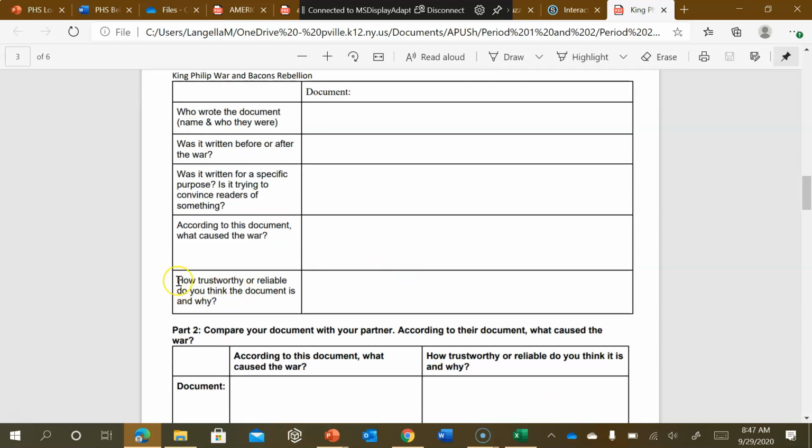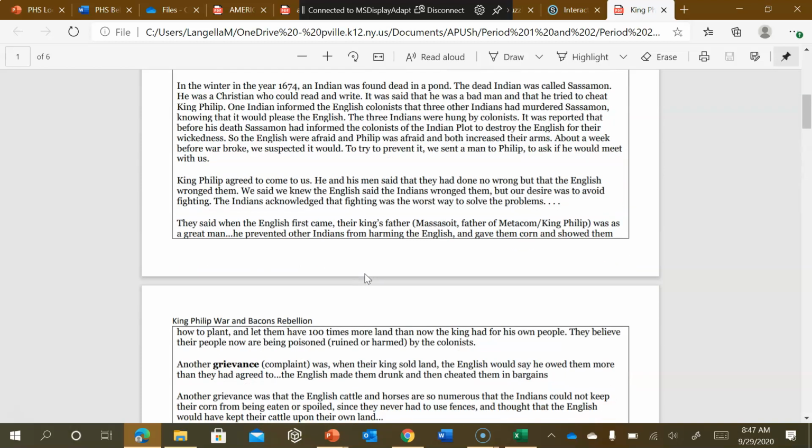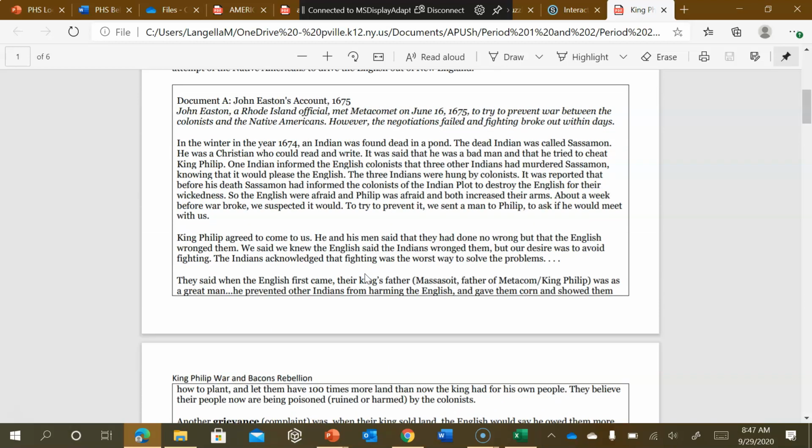How trustworthy is this document? How trustworthy is document A? How would you look at it?